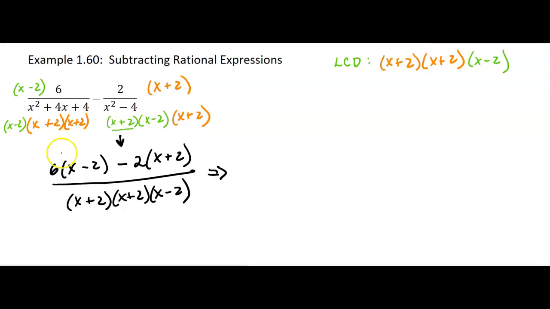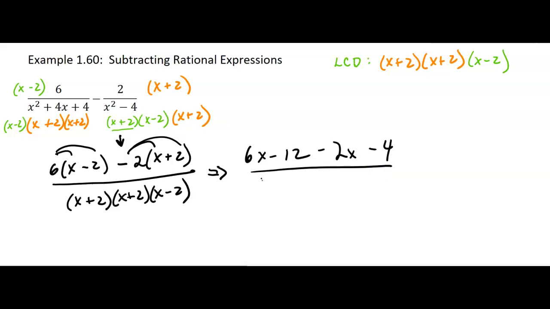Okay, so we're going to distribute here. So I have 6x minus 12. And then I have to make sure I distribute the negative 2. So it's going to be minus 2x and then minus 4. Over, and then it's that denominator. Sometimes it's a pain to keep writing the denominator, but it's best just to keep writing it because you don't want to forget the denominator.